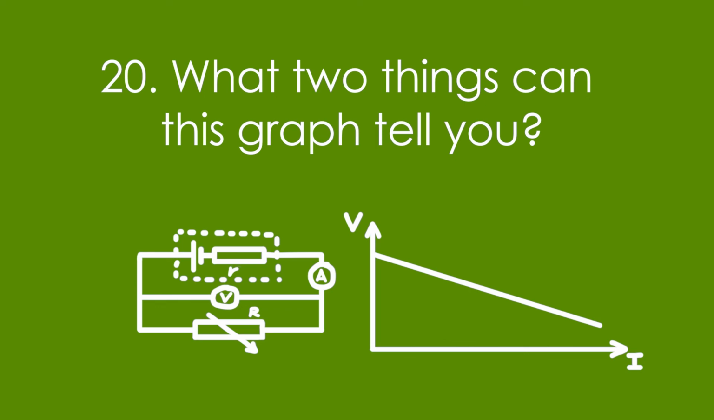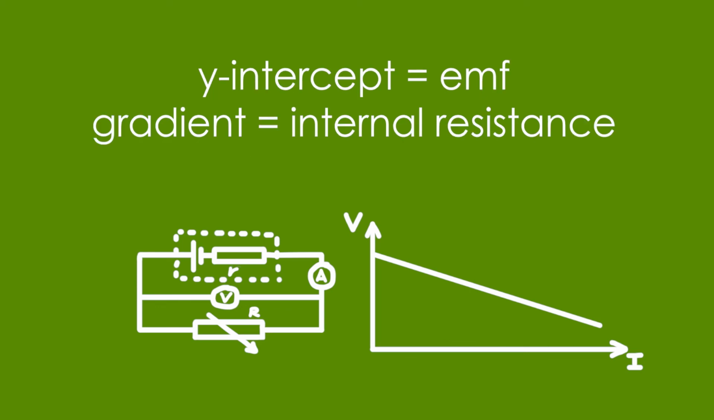20. What two things can this graph tell you? The y-intercept is the EMF, that's the terminal PD when there's no current flowing, and the gradient is equal to the internal resistance.